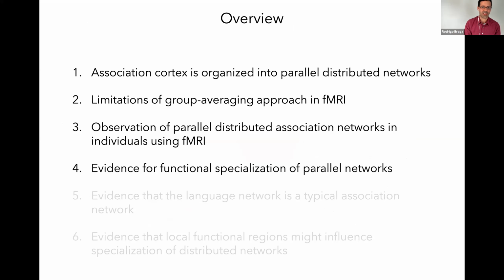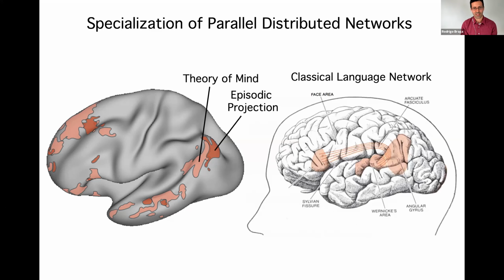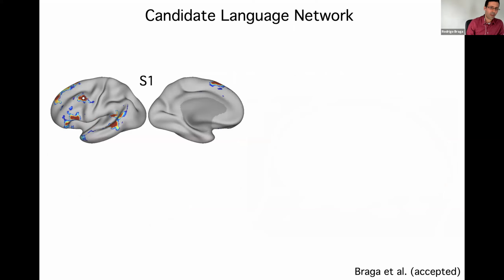So I've just presented evidence for functional specialization of parallel networks. And in this context is where I became interested in studying how language regions fit with this organization that we were seeing. And so I then turned to studying within these same individuals what the language network might look like. So when I was searching for these networks in the data set I just showed you, I often observed this network that I'm showing you here.